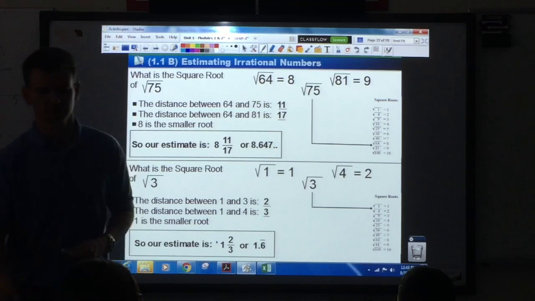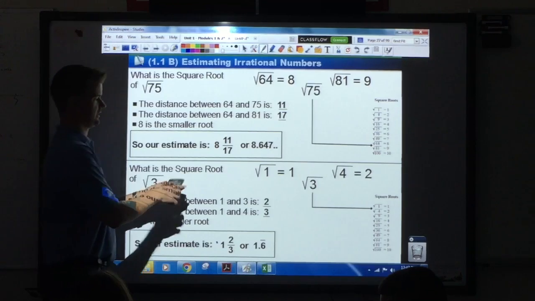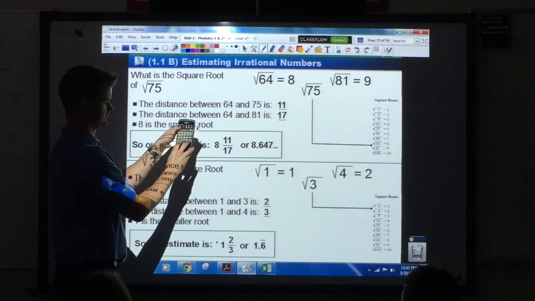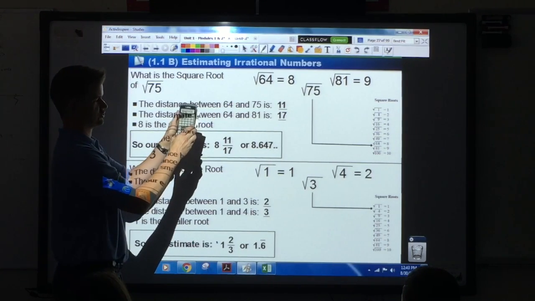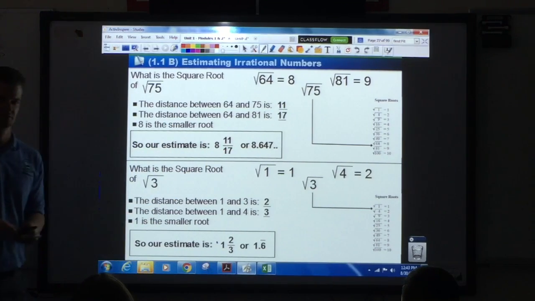What's the equation to check yourself with? How do you check this? You simply take the number, like 75, and you take the square root, and you see how close you got. So it's 8.66, whereas that's 8.64, so it was close enough. Any questions before we wrap it up?